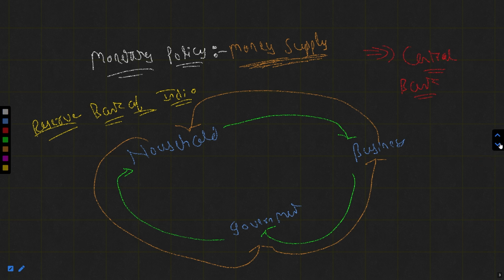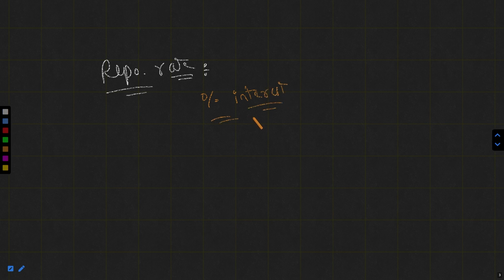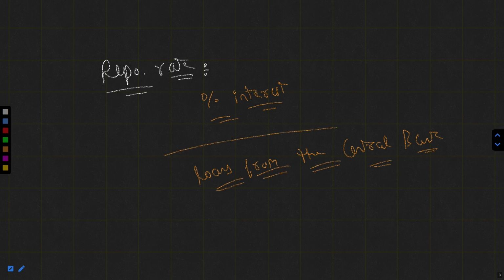Secondly, in the interest rates, we discussed the repo rate. And what was the repo rate? Repo rate is basically the percentage of interest chargeable on loans from the central bank. Loans from the central bank. That's what we concluded about the repo rate.